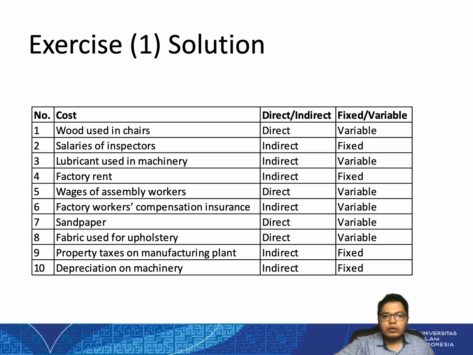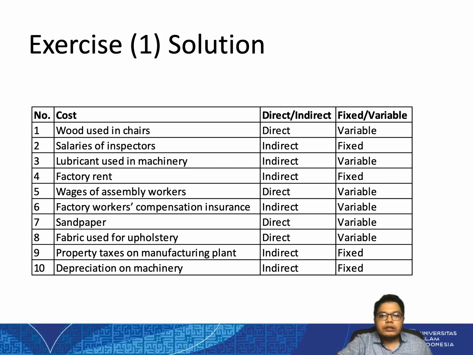Wage of assembly worker, direct. This is wage for production worker, right? Factory worker compensation insurance, this is indirect because this is not directly paid. There is a condition for this to happen.